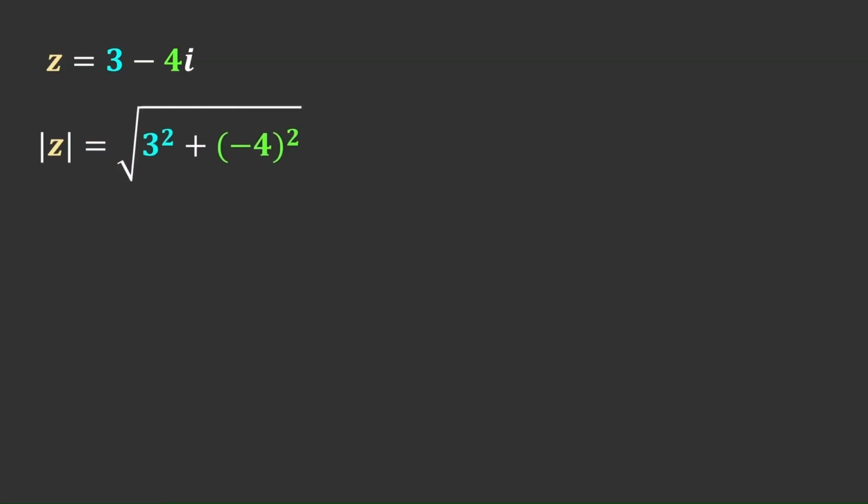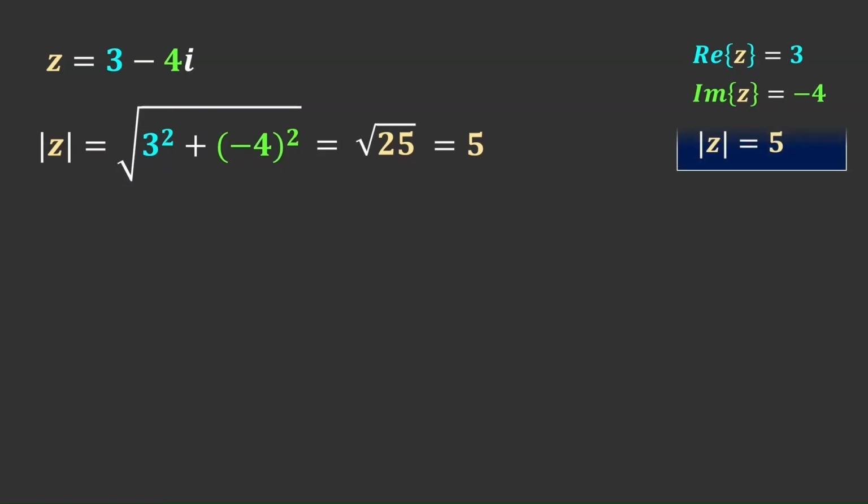So let's take a complex number 3 minus 4i and let's see what all different parts it has. So the mod of Z would be 3 square plus minus 4 whole square. So that would be 9 plus 16. So that's under root 25. So that is 5. And we also know the real part of Z is 3. The imaginary part of Z is minus 4.